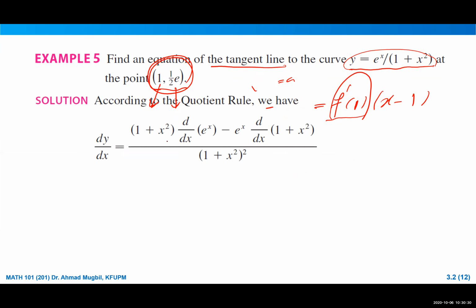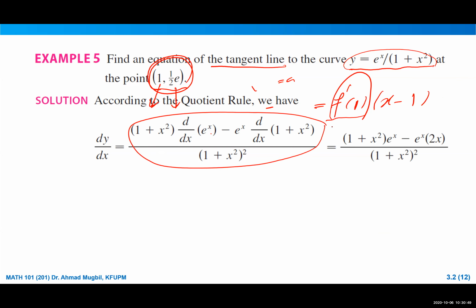So now, according to the quotient rule, it is the square of the denominator here, the denominator multiplied by the derivative of the numerator minus the numerator multiplied by the derivative of the denominator. You can skip this step and go directly to here, but you have to be careful. There is no need to write this step, but it is there. You have to realize that it is there.